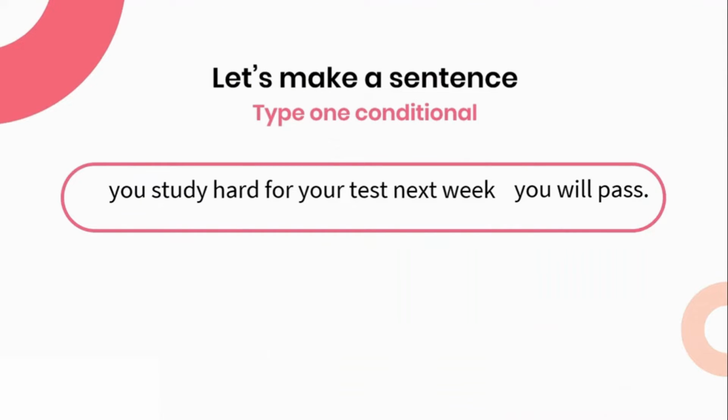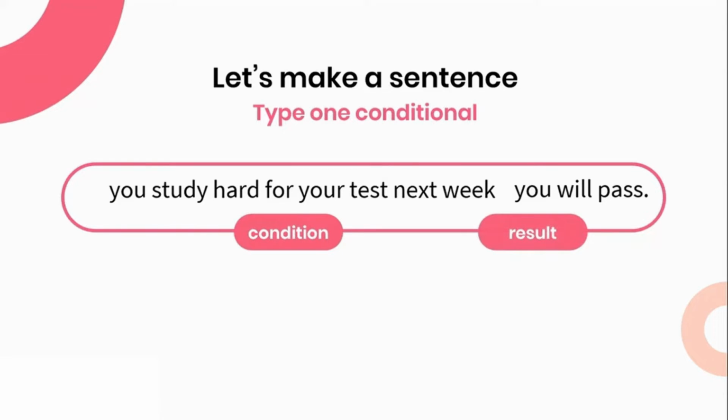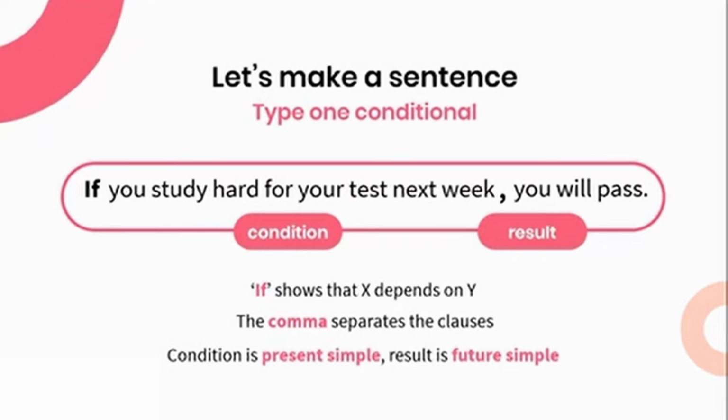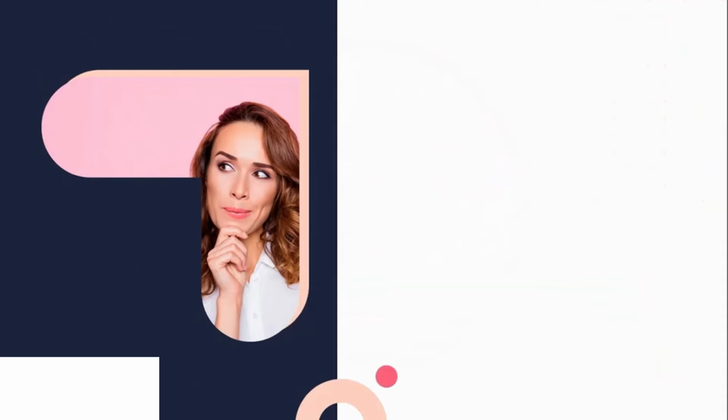So let's make the sentence. We've got our condition and our result. What is the first thing we need to add again? It's the word if. As you know, the word if shows that the result depends on the outcome. Next, we add the comma. What does the comma do again? It separates the clauses. And remember, the condition is in present simple tense and the result is in future simple tense. That is the rule for type 1.